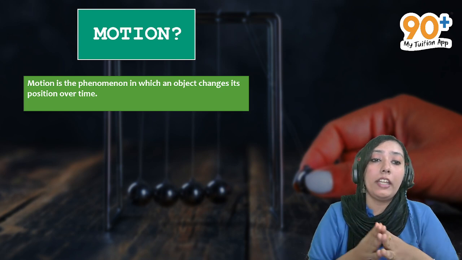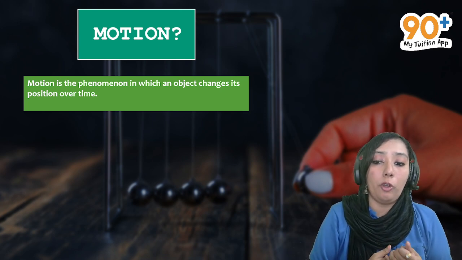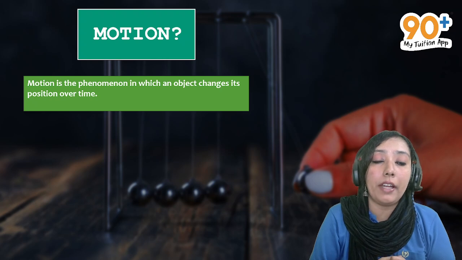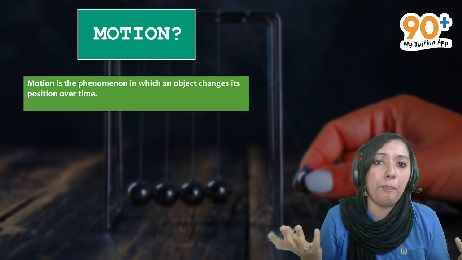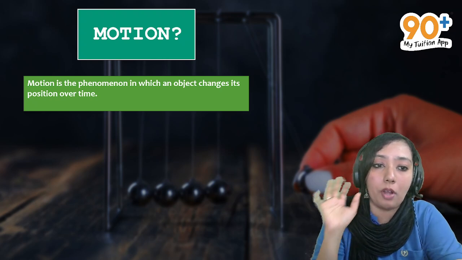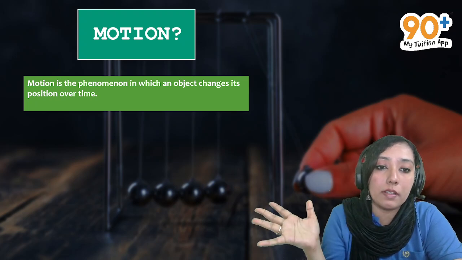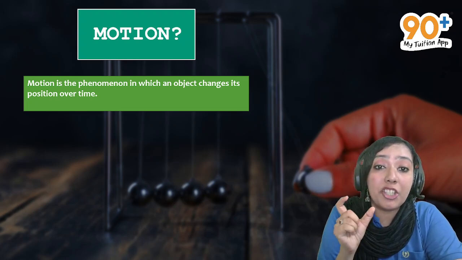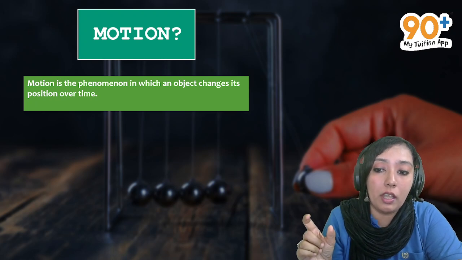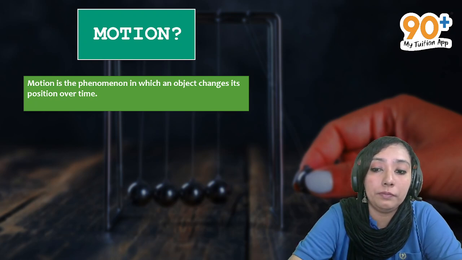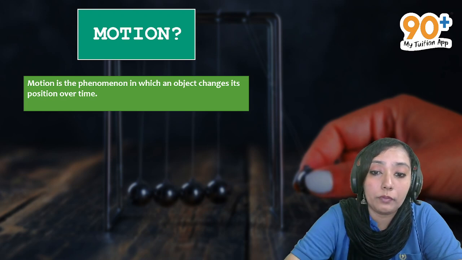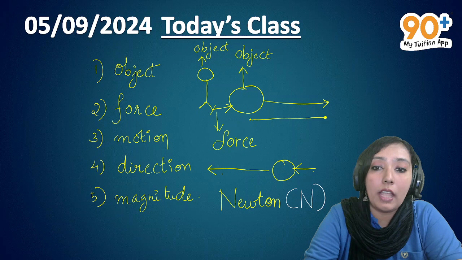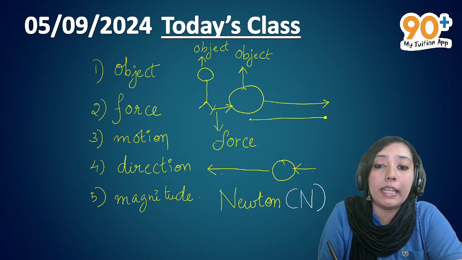So, what did the teacher tell? Motion. What is a phenomenon? Here we have written phenomenon. It is just a simple process. What is motion? It is a process in which an object changes its position. What is position? In the previous example, you can see a ball moving from this position to this position.